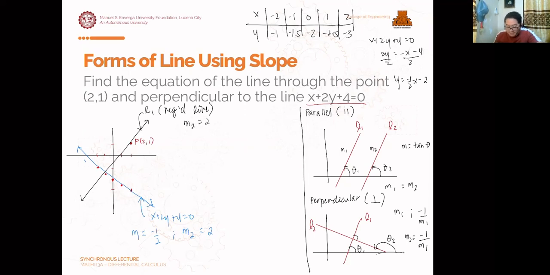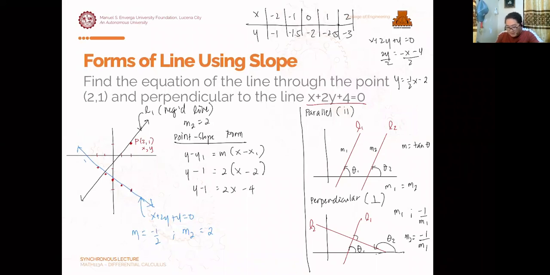So, meron tayong point, meron tayong slope. So, pwede natin gamitin si point slope form. Okay? So, that is y minus y sub 1 is equals to m times x minus x sub 1. So, y minus, kung ano yung value ng y ng point natin, siya ay 1, is equals to, yung value ng slope natin is 2 times x minus 2.